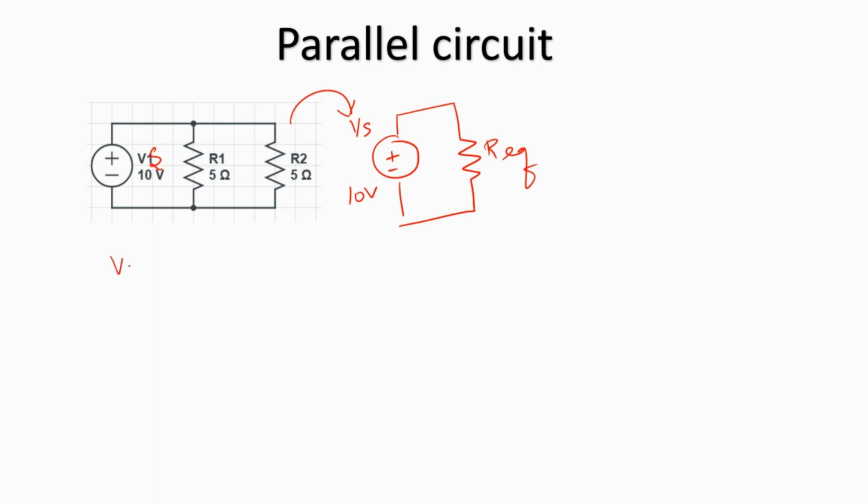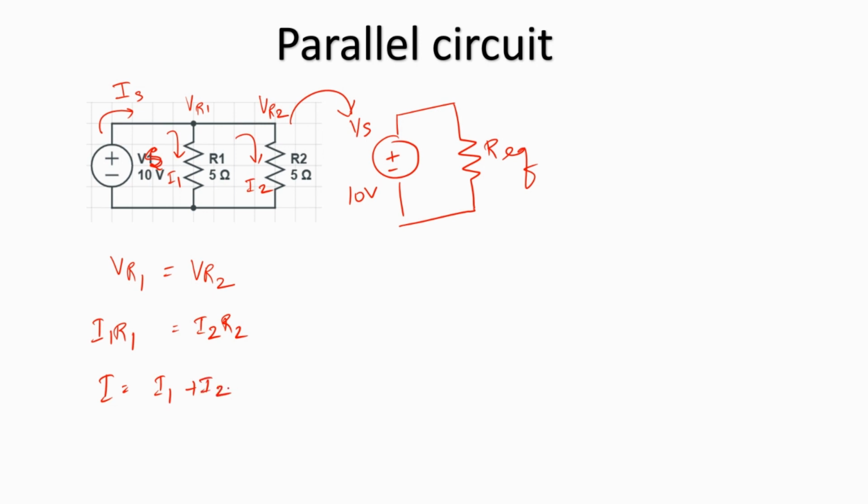So to find that, we can say that VR1 is equal to VR2, where VR1 is the voltage drop across R1, VR2 is the drop across R2, and Vs is the source voltage. We know that Is is the source current here. It enters R1 as I1 and enters R2 as I2. So from Ohm's law, we can rewrite VR1 as I1 R1 and VR2 as I2 R2. We also know that Is is equal to I1 plus I2.